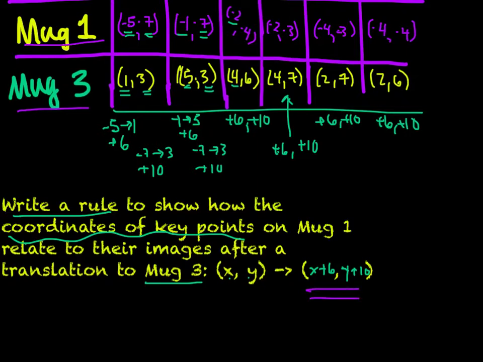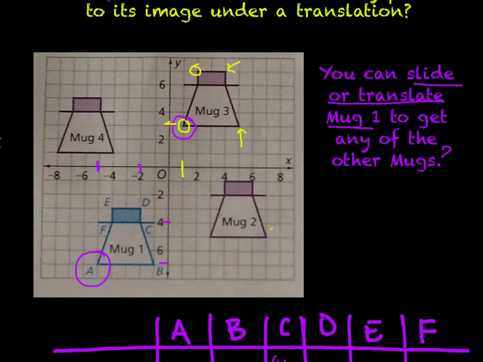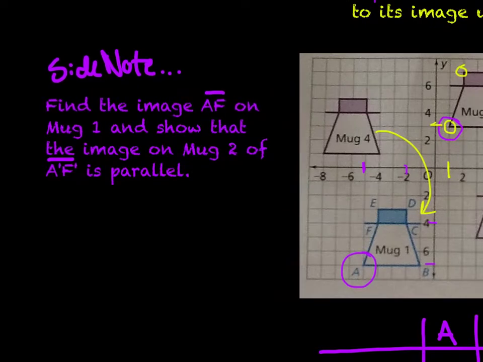Now, if we also wanted to, we could actually compare Mug 2 to Mug 3, and we could see how those sorts of things change. We can compare Mug 4 to Mug 1. How do I get from Mug 4 back to its original? And that sort of thing. But here is a little side note we also need to look at.